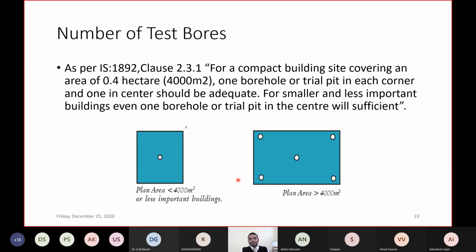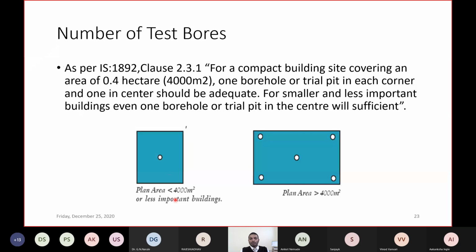For that, some guidelines have been given in IS 1892 clause 2.3.1. For a compact building site covering an area of 0.4 hectare, one borehole or trial pit in each corner and one in the center should be adequate. For smaller and less important buildings, even one borehole or trial pit. See here, trial pit is another option available for less important structures where the load is supposed to be distributed within the required depth only. Trial pit is also sufficient at the center of the location.